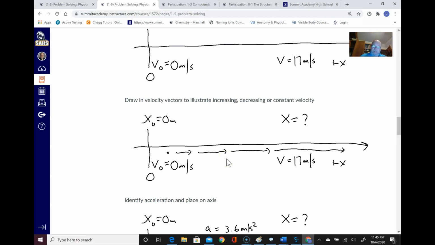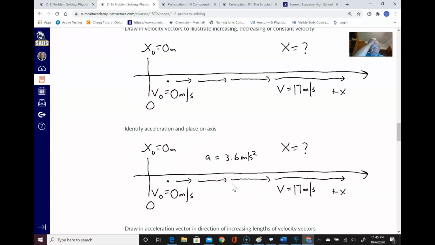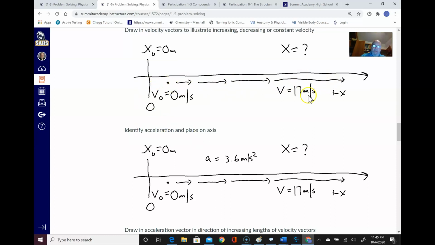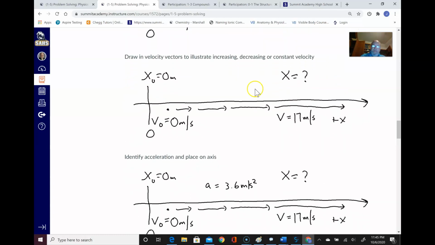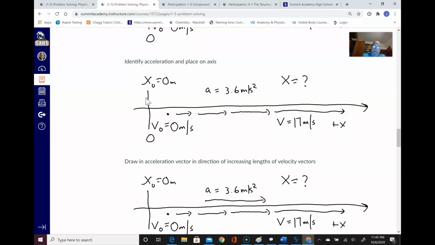Okay, so the next thing, we need to identify acceleration and place this on the list. Okay, so we've got the initial and final velocities here, and we've got the vectors that are drawn in indicating how fast the ending of this is compared to the beginning of this, where I'm not moving at all. So we're going to place the acceleration value on the x-axis as 3.6 meters per second squared. Let's just say that that's what this is in this case.